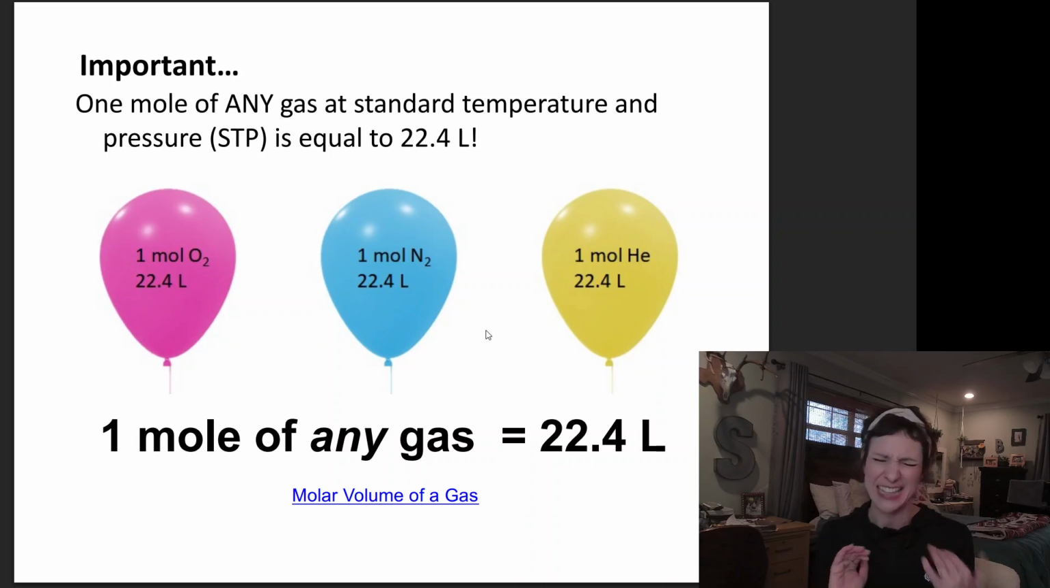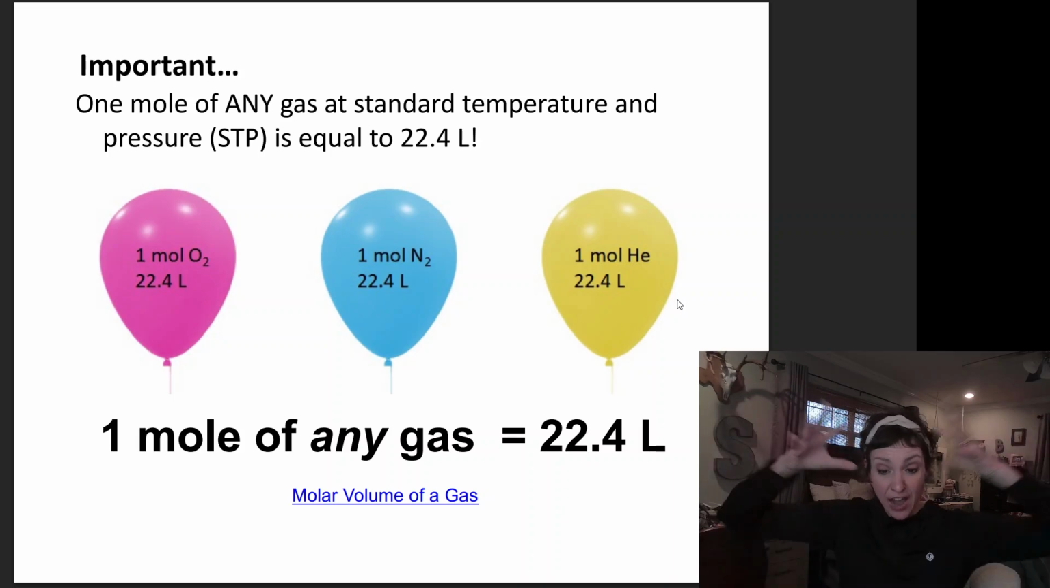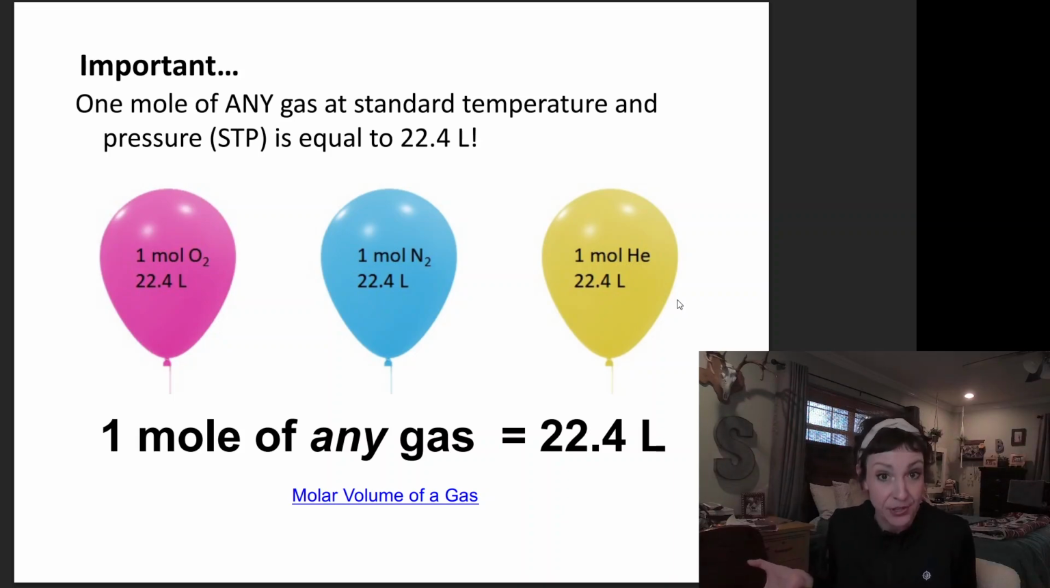But the interesting thing, you're like, well, what is so interesting about that? Well, this is actually really kind of cool. I don't care what the gas is. I don't care if it is oxygen gas. I don't care if it is nitrogen gas. I don't care if it is helium gas. I don't care if it is a big fat sulfur hexafluoride gas molecule. They're all going to take up the same amount of space. And if I have 1 mole of them, or 6.02 times 10 to the 23rd particles of them, it will occupy 22.4 liters.